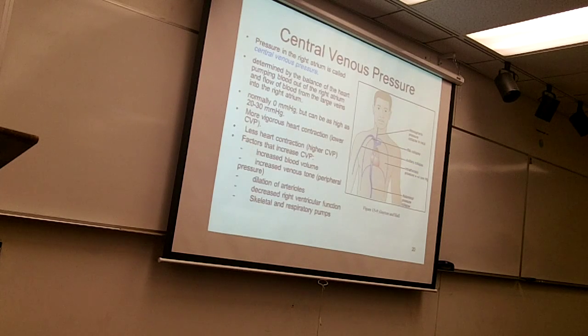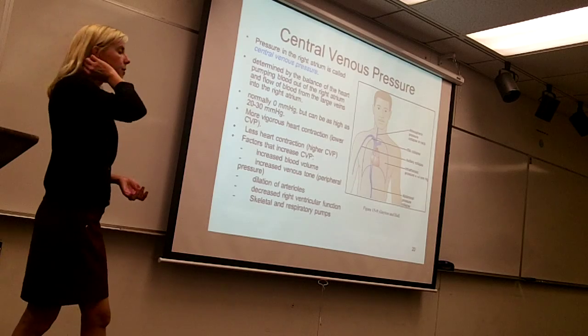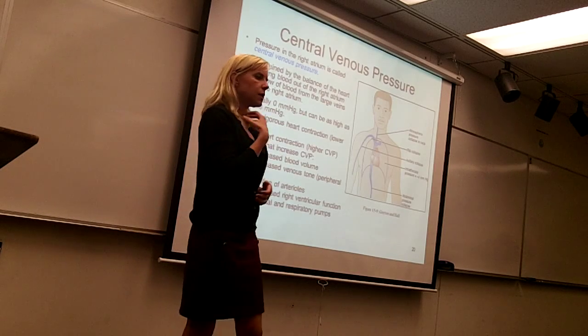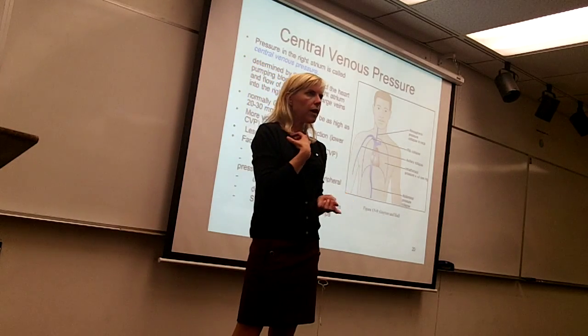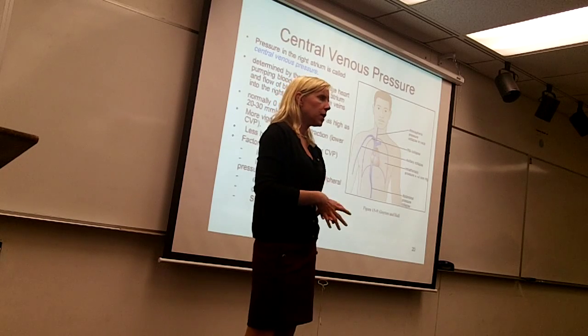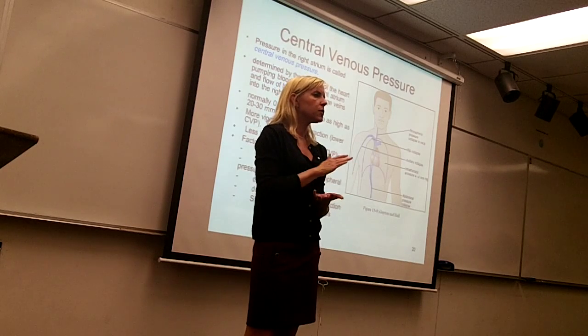This is important, like I said, for this week. You're going to be playing with central venous pressure. Central venous pressure, technically defined, is the pressure in the right atrium. It should be 0 millimeters of mercury.